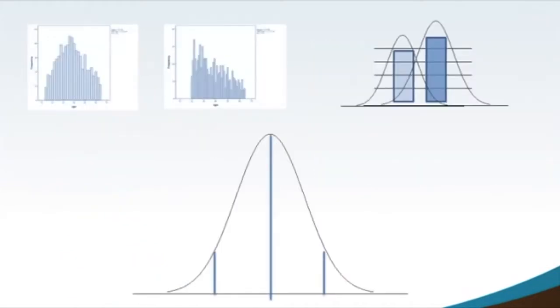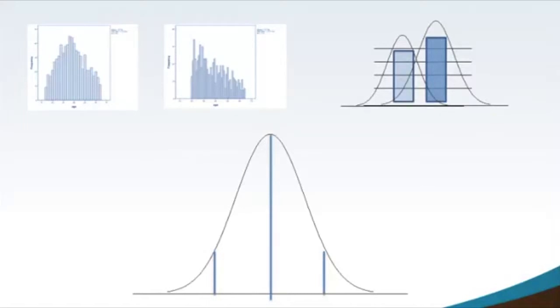So here we have a couple of different distributions. On the far left is a normal distribution. In the middle is a skewed distribution. And on the right is what kind of looks like a bimodal distribution. So on the bottom is kind of a sample here, a normal, typical bell-shaped curve.